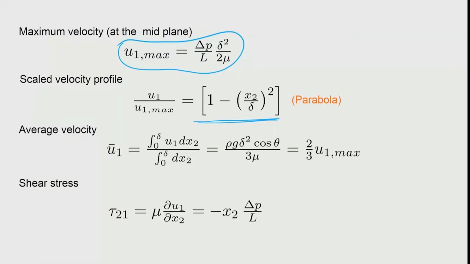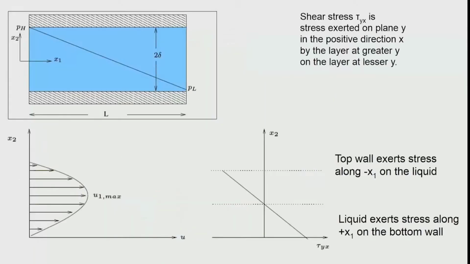The average velocity is calculated in the same way, and you would also see the same relationship coming here, that is, the average velocity to the maximum velocity has a ratio of 2:3. And we could then apply Newton's law to get the stress profile, and you could see that the stress profile comes as a linear function with a minus sign.